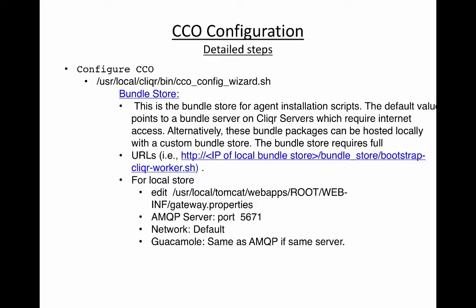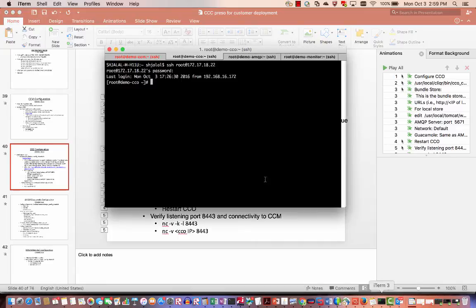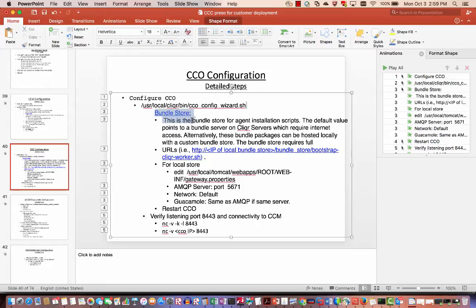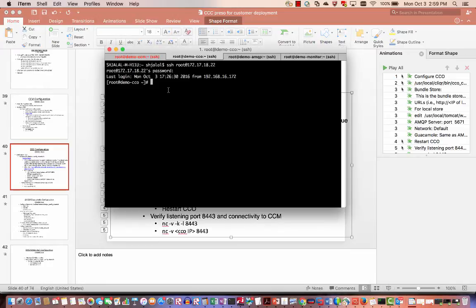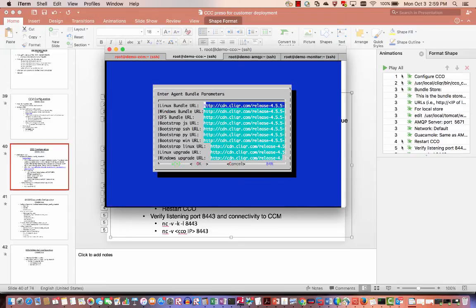And these are the files actually. That's kind of I mentioned about that once you add this CCO into the cloud, there's a file generated as gateway.properties. We'll use this for troubleshooting later. And AMQP server, you need to do the IP address and Guacamole server. In our case, this is same. Agent bundle, okay.